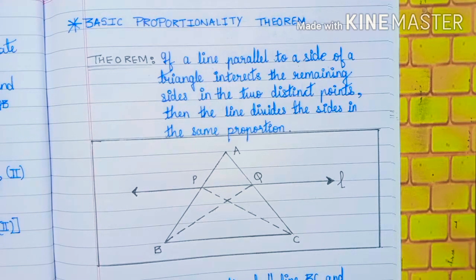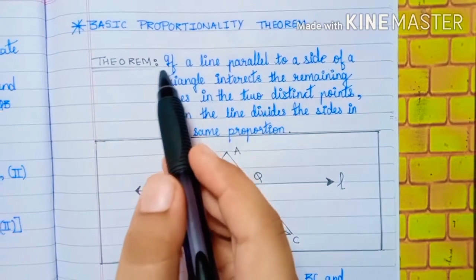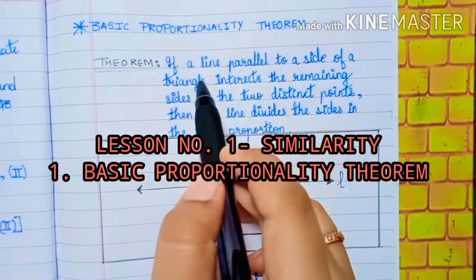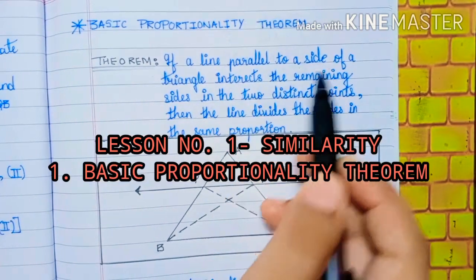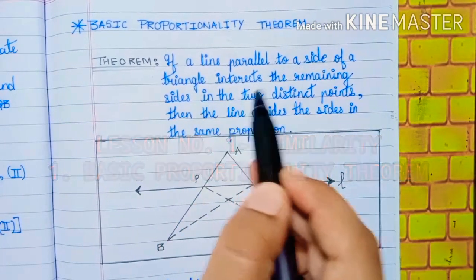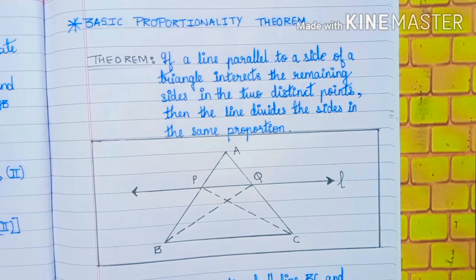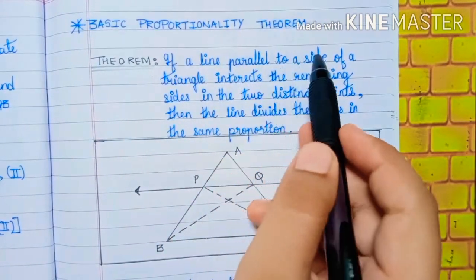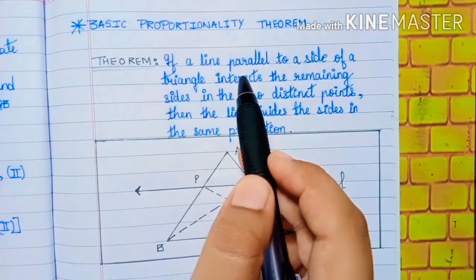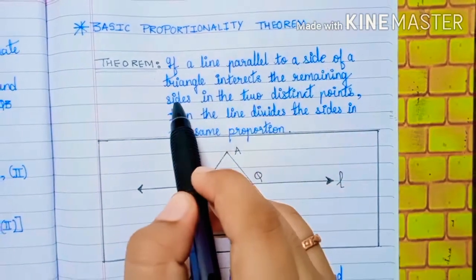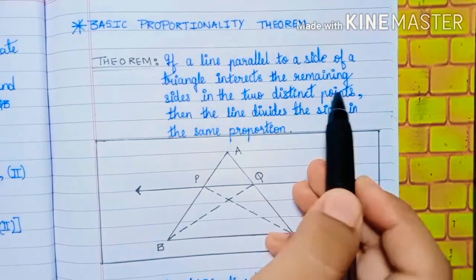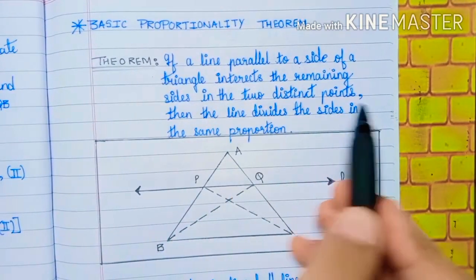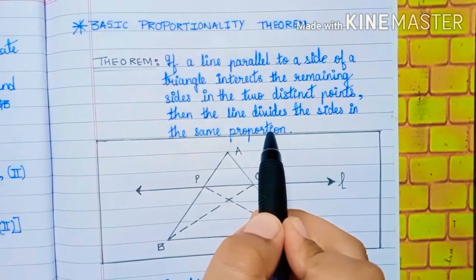Let's start learning. The theorem tells us if a line parallel to a side of a triangle intersects the remaining sides in two distinct points, then the line divides the sides in the same proportion.